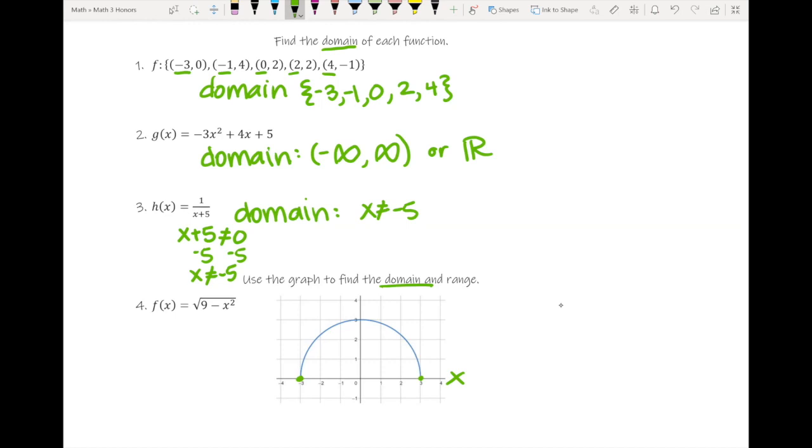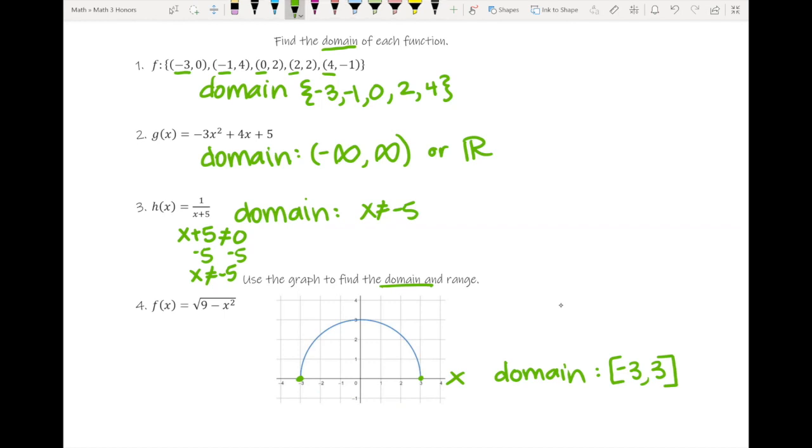So for my domain, I can do this in 2 different ways. I could either write the interval from where to where. We always read left to right. So if I'm going from left to right, I would go from -3 up to 3. Because I actually hit the -3 and I hit the +3, I put a square bracket, meaning I am including that value. So this is an interval, or you could say the same thing with an inequality.